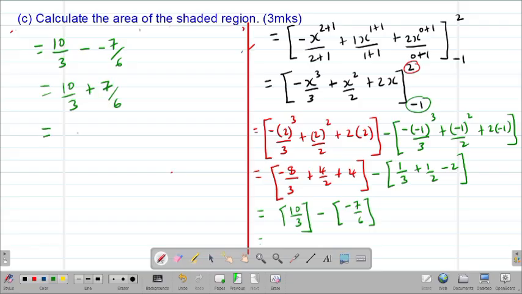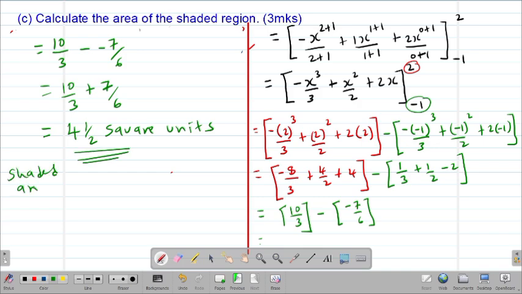So you feed this on the calculator, your calculator will give you 4.5 square units, because this is area, 4.5 square units. Therefore the shaded area will be equal to 4.5 square units.